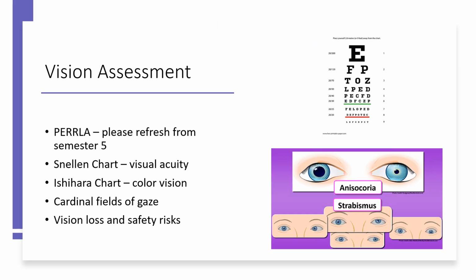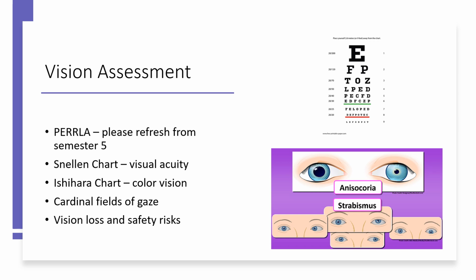Moving on to vision. So the eyes are considered the window to the brain. 4 cranial nerves are involved with eye function, which this is reviewed from semester 5, but your cranial 2 is your optic, cranial 3 is oculomotor, 4 is your trochlear, and 6 is your abducens. So just briefly look over them. Again, this is semester 5 review. We can review further if needed.